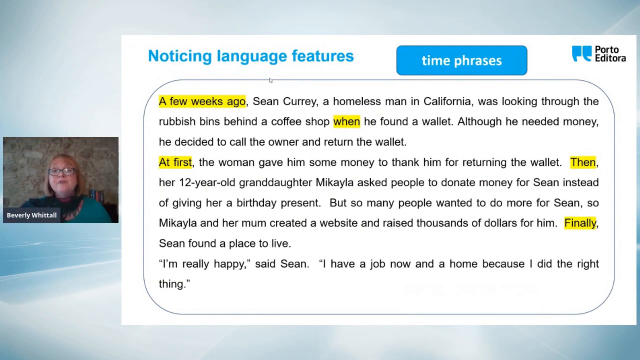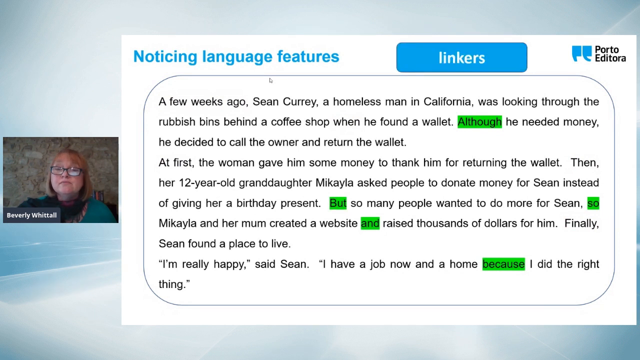Time phrases, which are very important in helping the reader to understand the sequence of events in the story. If you've worked on the past simple, the contrast between the past simple and the past continuous in previous lessons, you could ask them to find an example of that contrast using the word when in that first sentence. I've also picked out linkers. And this encourages students to have a look at how these ideas are connected, how these linkers are used to connect the ideas in the story.